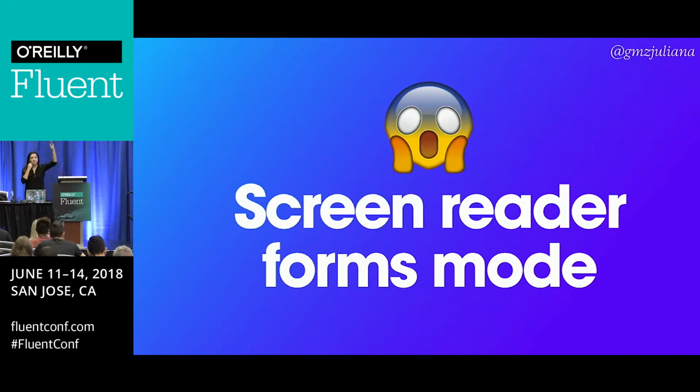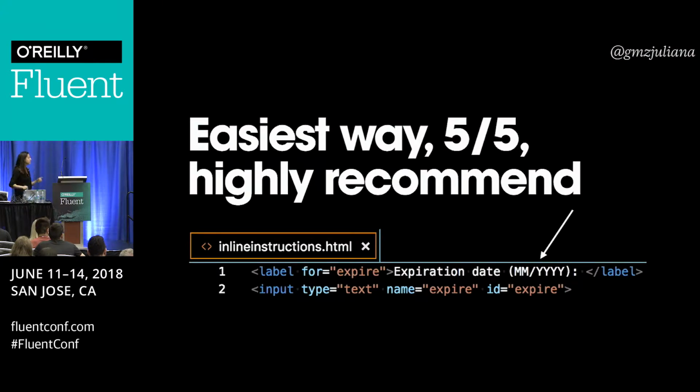So instructions at the top of the form so that your screen reader will read it completely, and then inline as the form goes on. So the easiest way to do it, 5 out of 5, highly recommend, is to put your instructions inside the label. So here in this label, we're asking for an expiration date, and we're putting in parentheses the format that we want that date to be provided in.